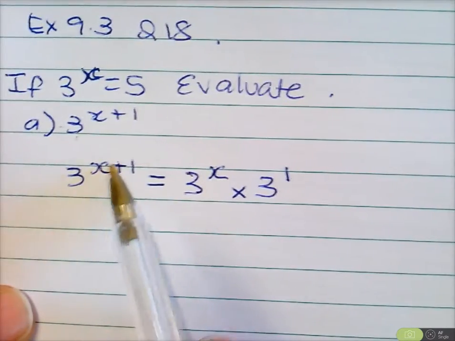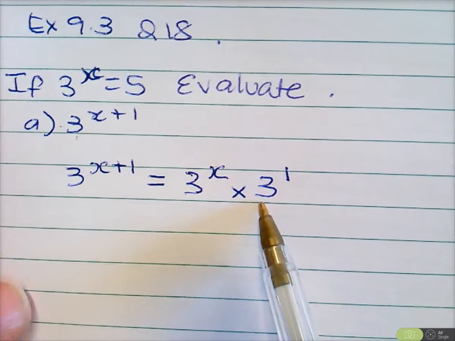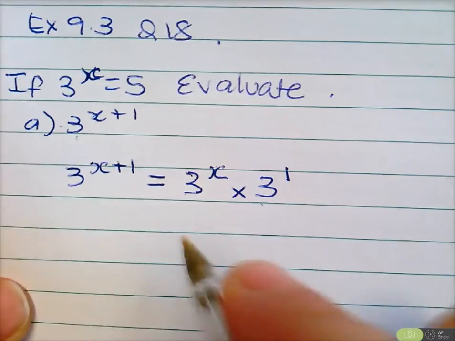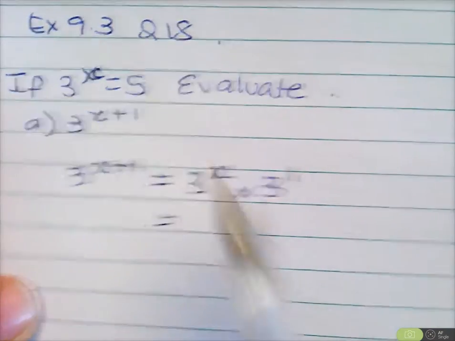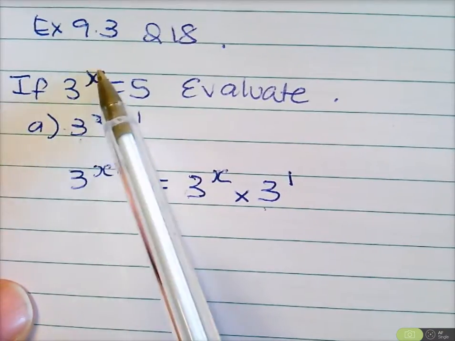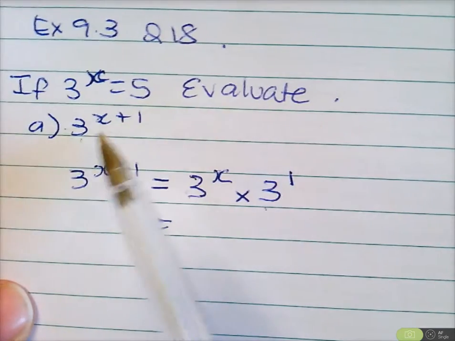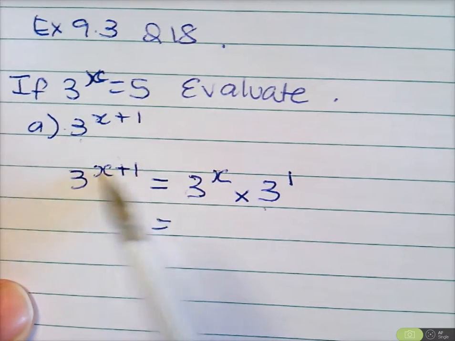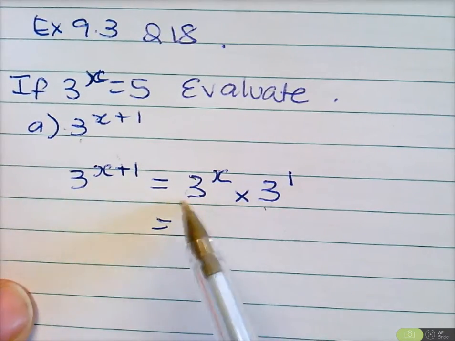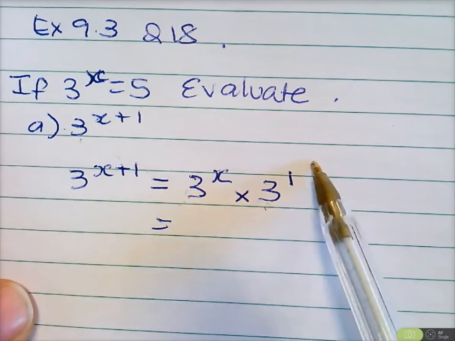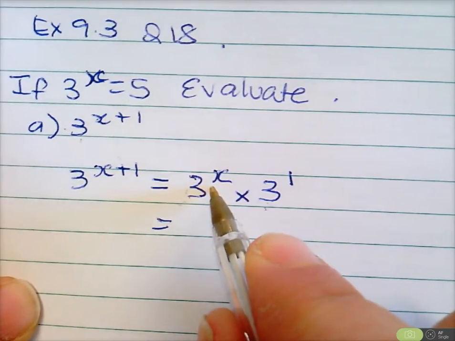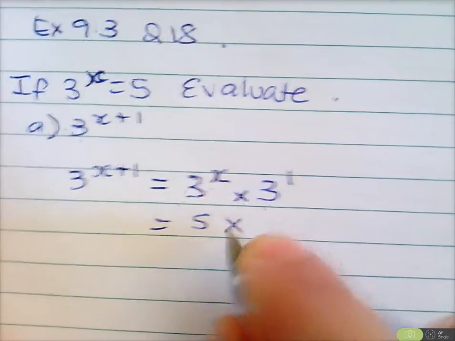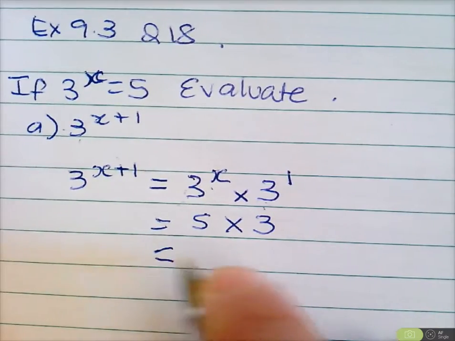Because why did they do the x plus 1? Because the bases were the same. You're sort of working backwards. And x plus 1 is x plus 1. That's where that came from. Now, what does 3 to the power of x equal? Because the question is, if 3 to the power of x equals 5, evaluate 3 to the power of x plus 1. So we say 3 to the power of x plus 1, those indices have been added. They must have come from this: 3 to the power of x times 3 to the power of 1. So now we substitute 3 to the power of x equals what? 5 times 3 to the power of 1, or 5 times 3, which is 15.